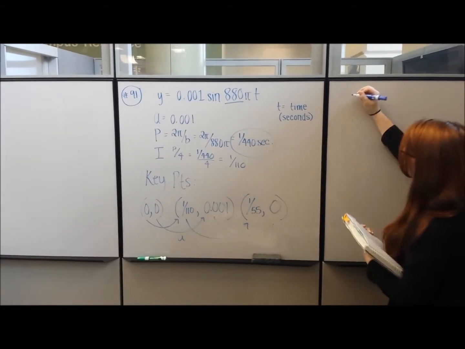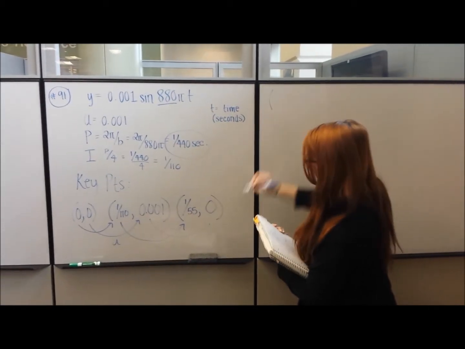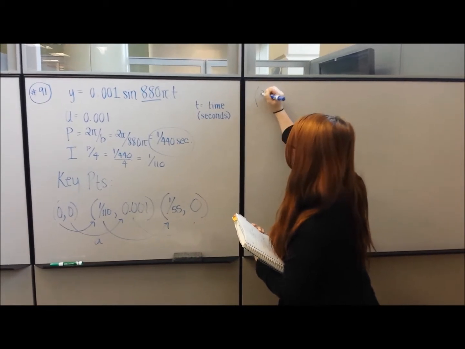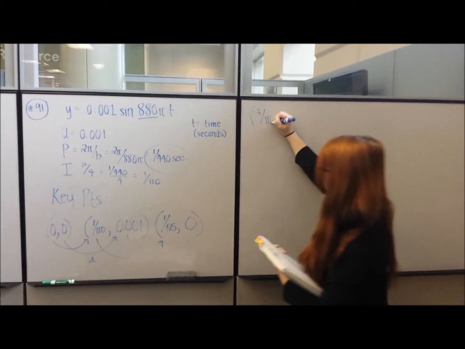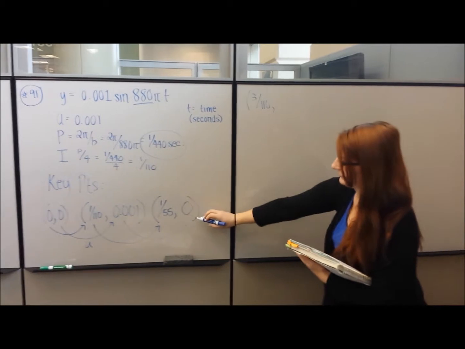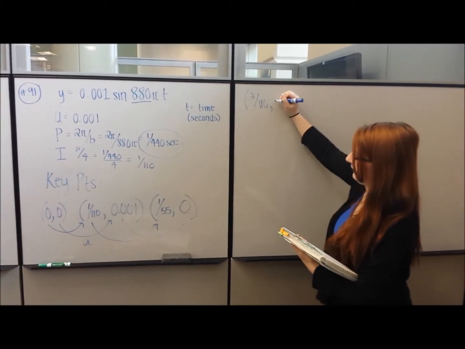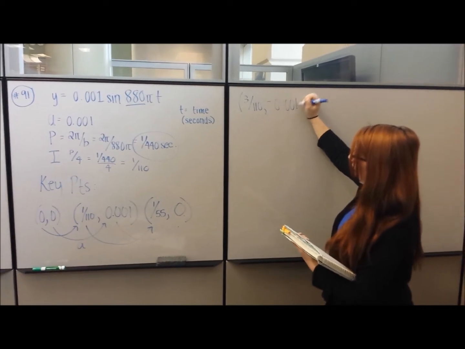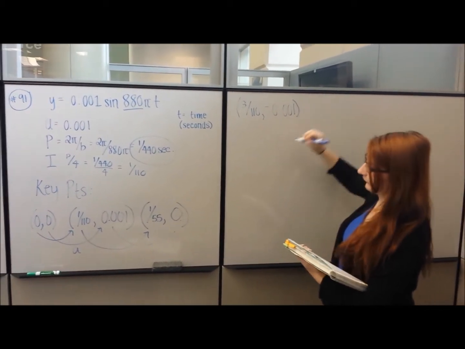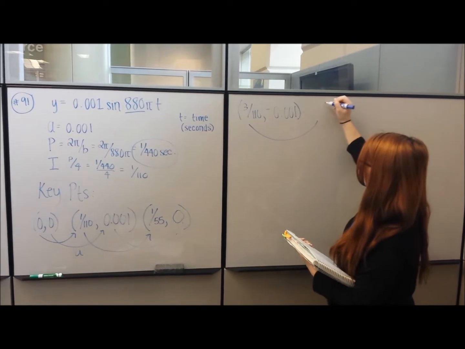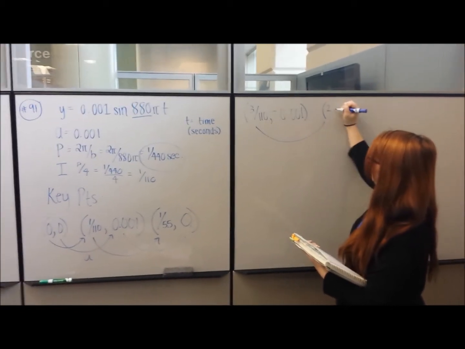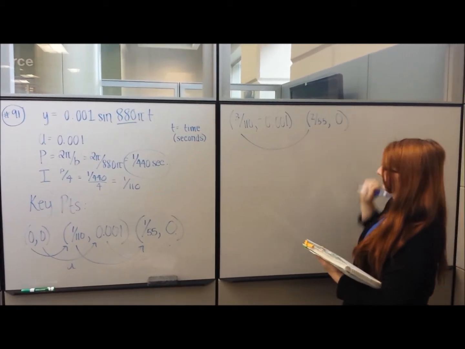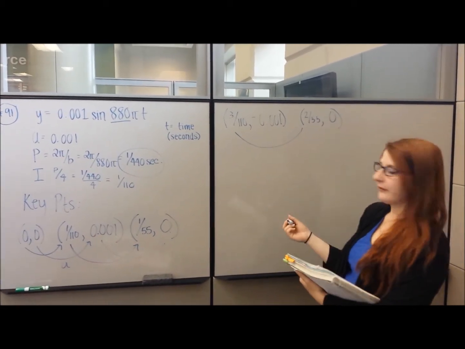We'll do our third key point over here. We're going to move our interval. It's going to be 3 over 110. And our amplitude is going to drop to the negative, so it'll be negative 0.001. And for our final key point, we're going to move this back over. It'll be 2 over 55 with an amplitude of 0. So now we're ready to graph.